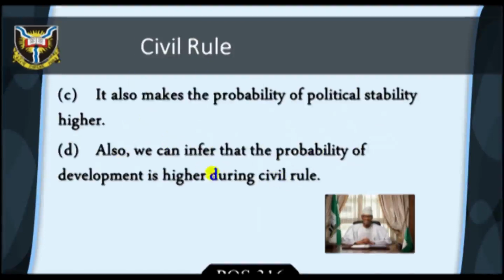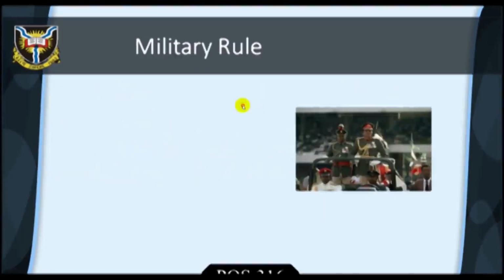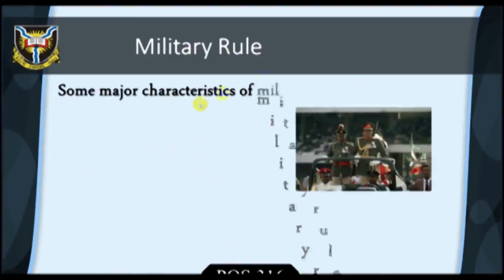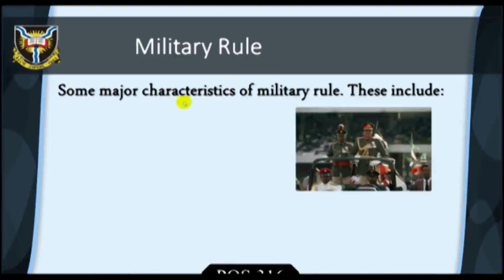However, there are several examples of military regimes under which many countries around the world experience economic growth that may not lead to actual development.